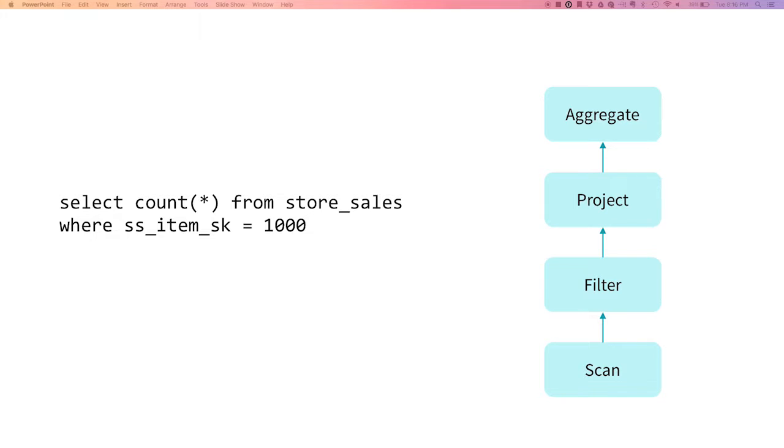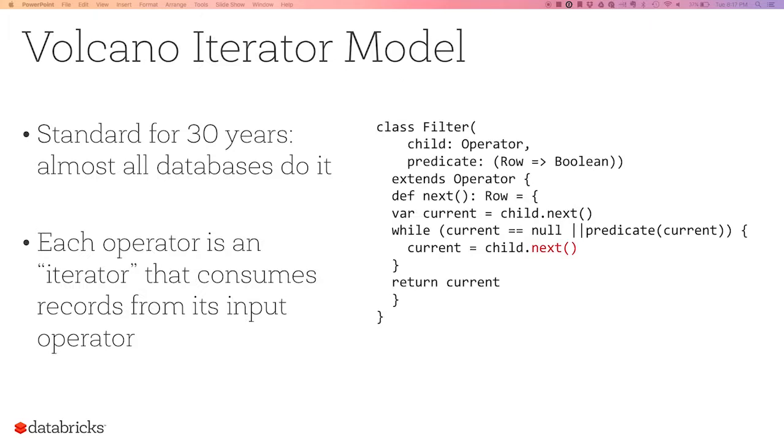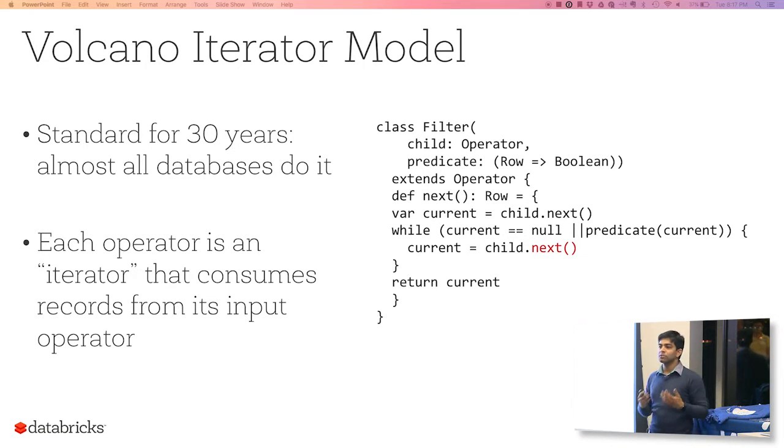The way traditional databases normally execute these kinds of queries was by using the Volcano iterator model. This model has essentially been a standard in the database community for almost 30 years. It says that each operator has to implement an iterator interface that consumes records from its input operator, the operator below it, and then optionally outputs records to the operator after it in the chain.